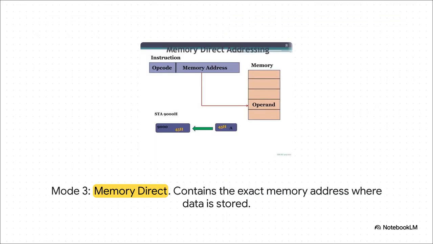Now with memory direct addressing, the instruction gets really specific. It's like telling our chef, go to pantry shelf number 9000 to find sugar.